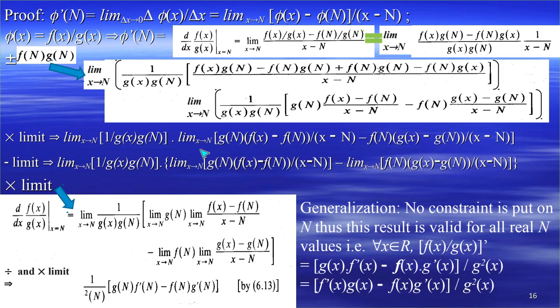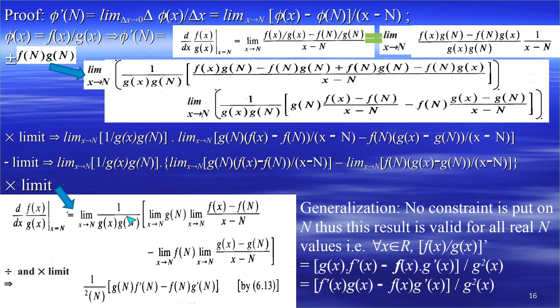And I use the product limit theorem to distribute further the limit in these products, and I obtain d over dx of f of x over g of x when x is equal to n as limit when x goes to n of 1 over g of x times g of n times the whole thing: the limit of g of n when x goes to n, times limit of f of x minus f of n over x minus n when x goes to n, minus limit of f of n when x goes to n, times limit when x goes to n of g of x minus g of n over x minus n. The whole thing. Great.